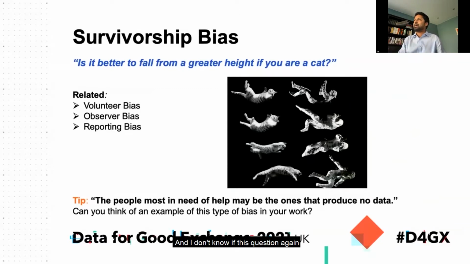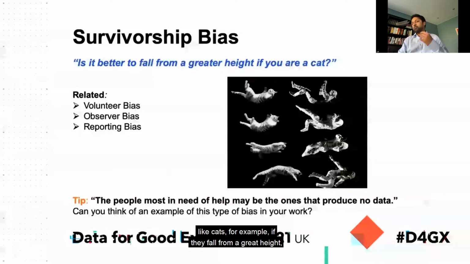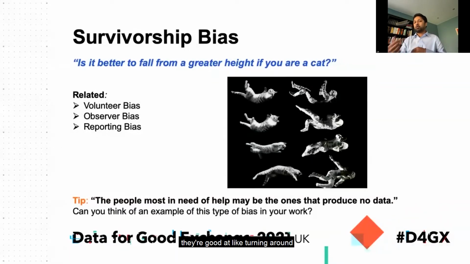I don't know if this question elicits certain historical connections to you, which is, there used to be all kinds of explanations, right? Cats, for example, if they fall from a great height, they're good at turning around so that they land on their feet. There's another historical explanation that used to be offered, which is around terminal velocity: if you think about any object that falls through air, beyond a point of time, its velocity or speed does not increase. And that can be demonstrated using physics.